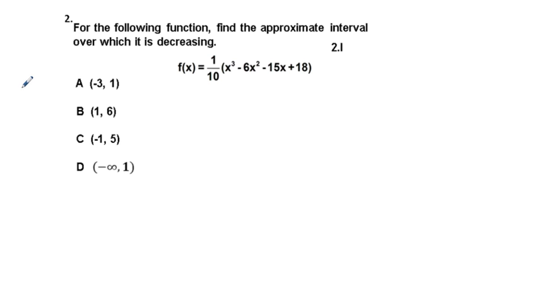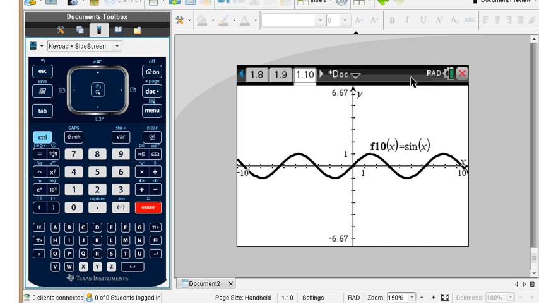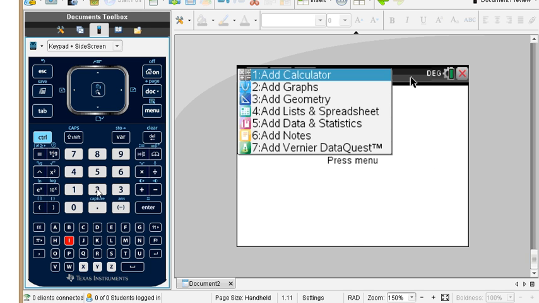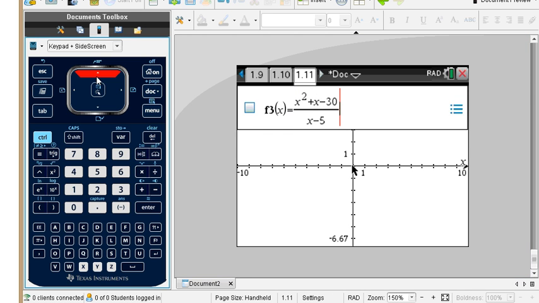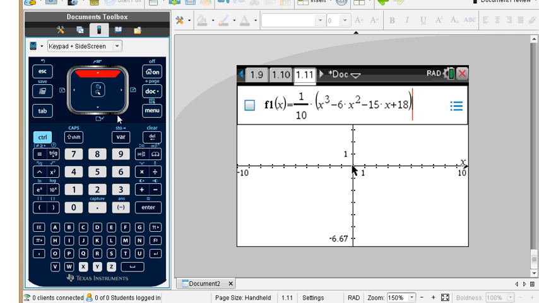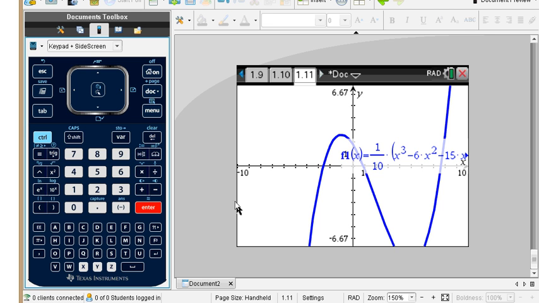Problem 2, for the following function, find the approximate interval over which it is decreasing. And again, we go to our calculator. What I did is I pre-entered a lot of these functions here, and this is the one entered for problem number 2. So we have this entered, we press enter, and where the function is decreasing, we say where, it means during what x values is the value of the function decreasing.